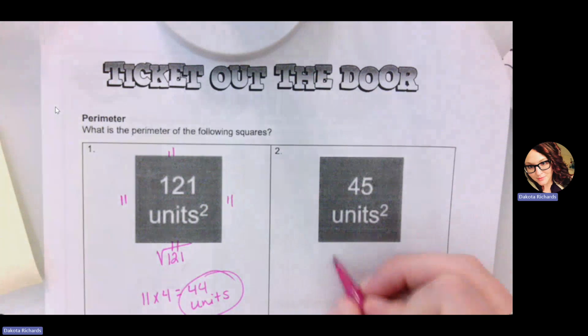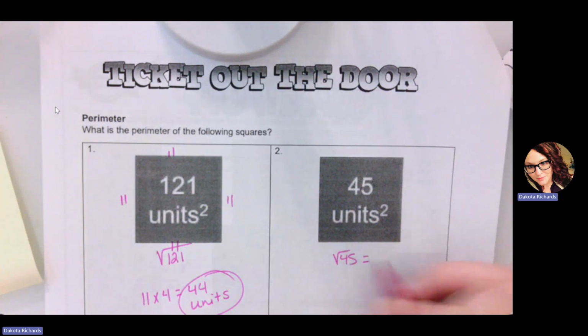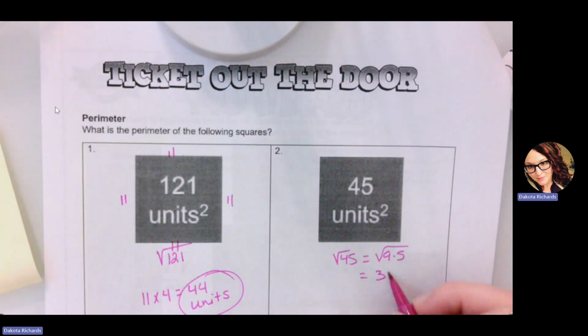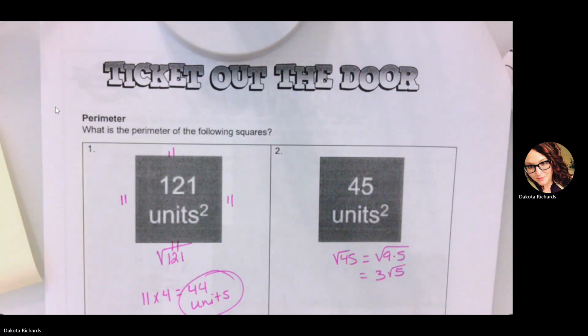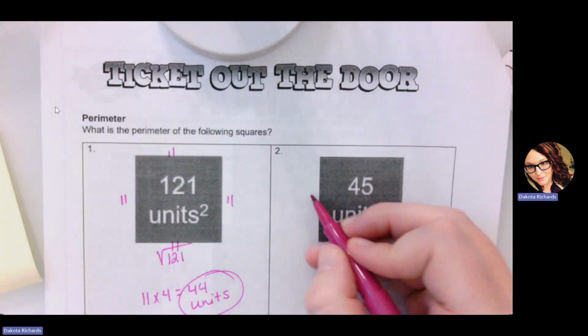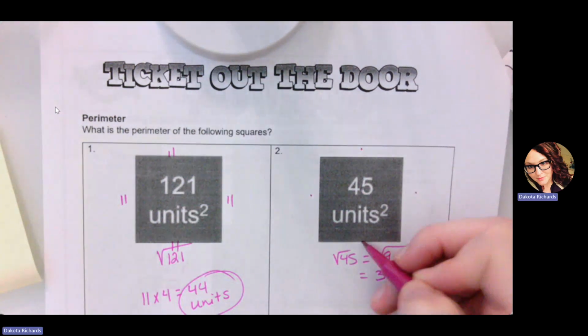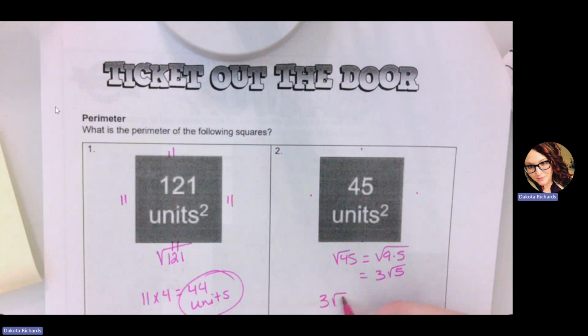Number 2, we take the square root of 45, which we can simplify as 9 times 5, which is just 3 root 5. Okay. And we have 4 sides. So we're going to take 3 square root 5 times 4. That gives us, yep, 12 square root 5. And then as a decimal, you should get 26.82 units.